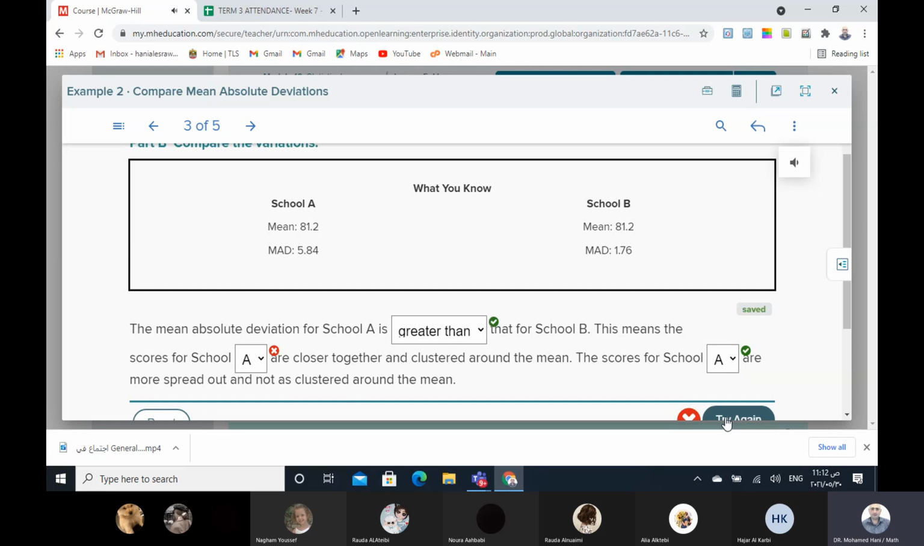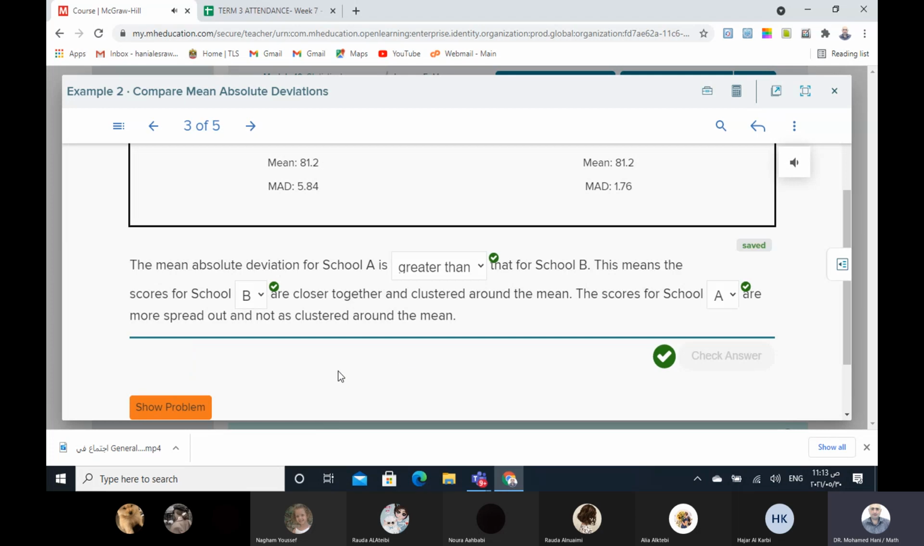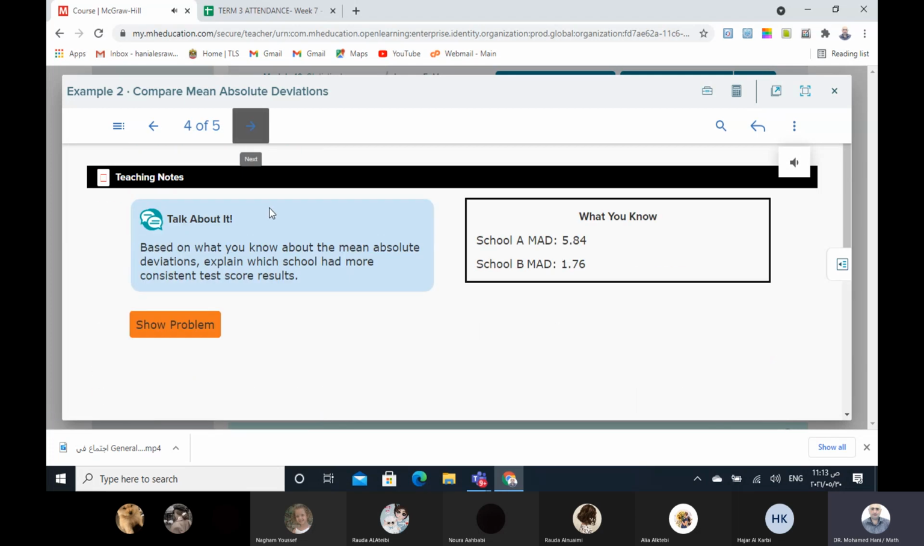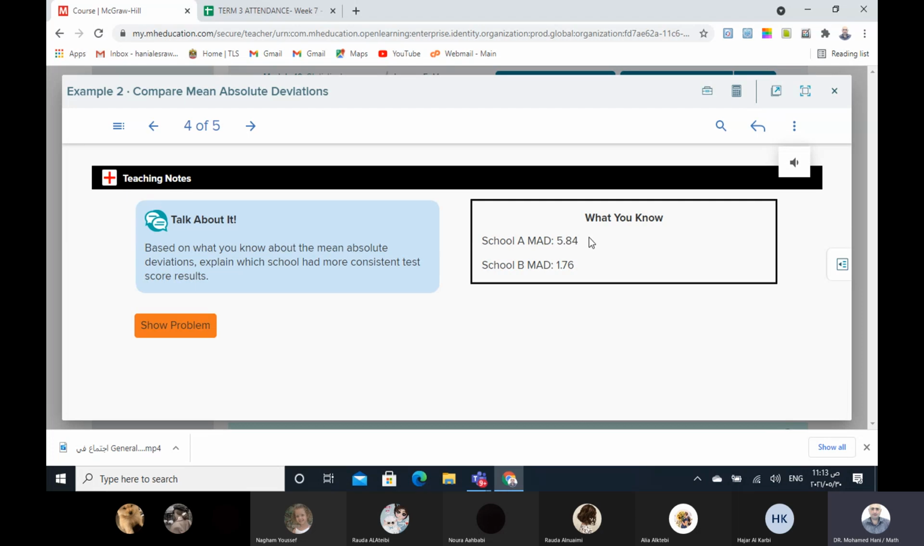Right. Now here we have right, here we have right, here we have wrong. So here we will choose B. The scores of school B are closer together and clustered around the mean. The scores of school A are more spread out and not as clustered around the mean. So what you know, school A mean absolute deviation will be 5.84 and school B mean absolute deviation will be 1.76.